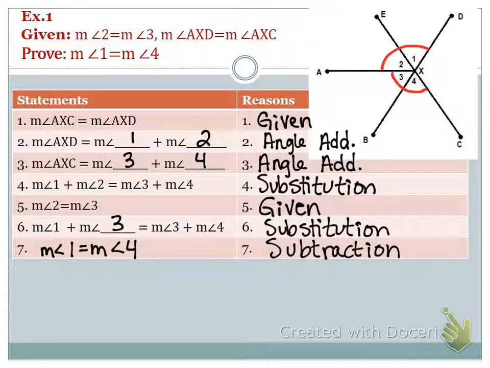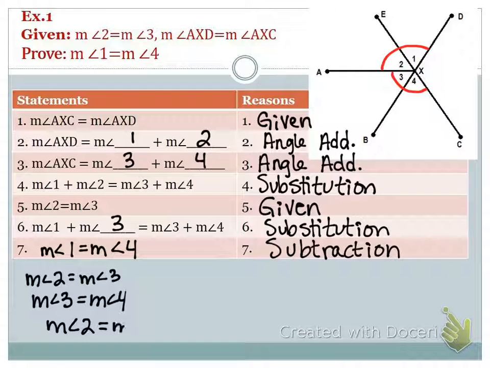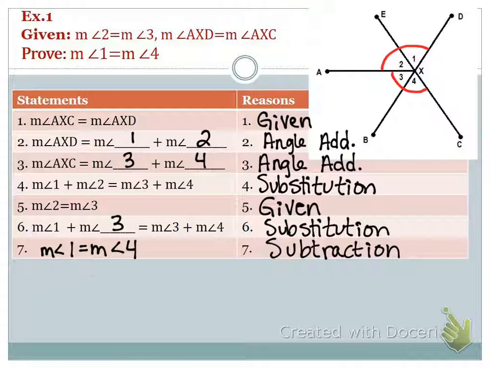Transitive would be something like measure angle 2 equals measure angle 3, measure angle 3 equals measure angle 4, and so then we conclude measure angle 2 equals measure angle 4. So then we're cutting out that measure angle 3. So to set up transitive, you need a couple other steps before that. Other questions, concerns?